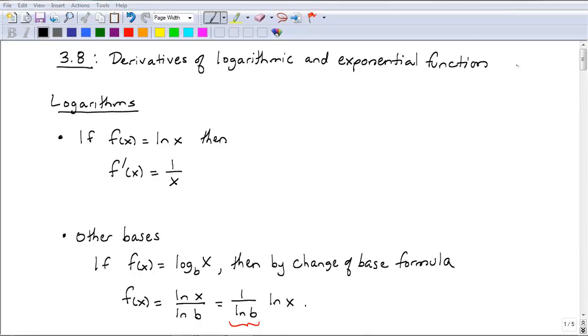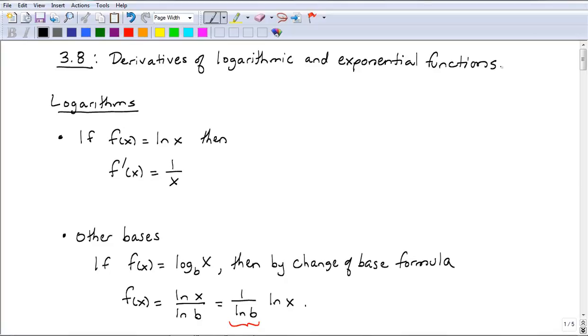Section 3.8 has to do with taking the derivatives of logarithmic and exponential functions. And so we're going to talk about the rules to take the derivatives of these functions when we work through them. We're going to start with the logarithms. And the nice thing about the logarithms and the exponentials is if the base is e, that's the easy one. That's why we really even talk about e so much.